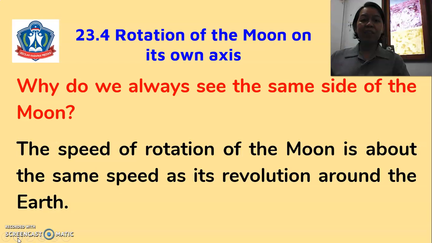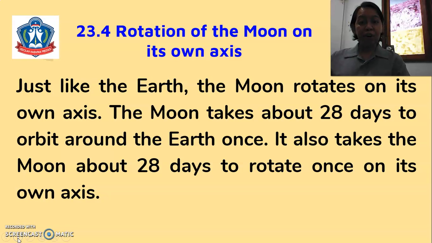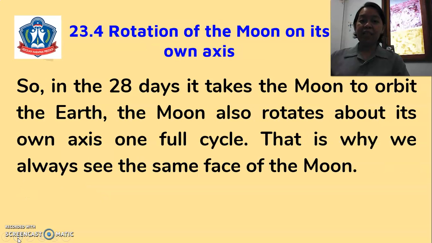Why do we always see the same side of the moon? It's because the speed of rotation of the moon is about the same as the speed of its revolution around the Earth. Just like the Earth, the moon rotates on its own axis. The moon takes about 28 days to orbit around the Earth once. It also takes the moon about 28 days to rotate once on its own axis. So in the 28 days it takes the moon to orbit the Earth, the moon also rotates about its own axis one full cycle. That is why we always see the same side of the moon.